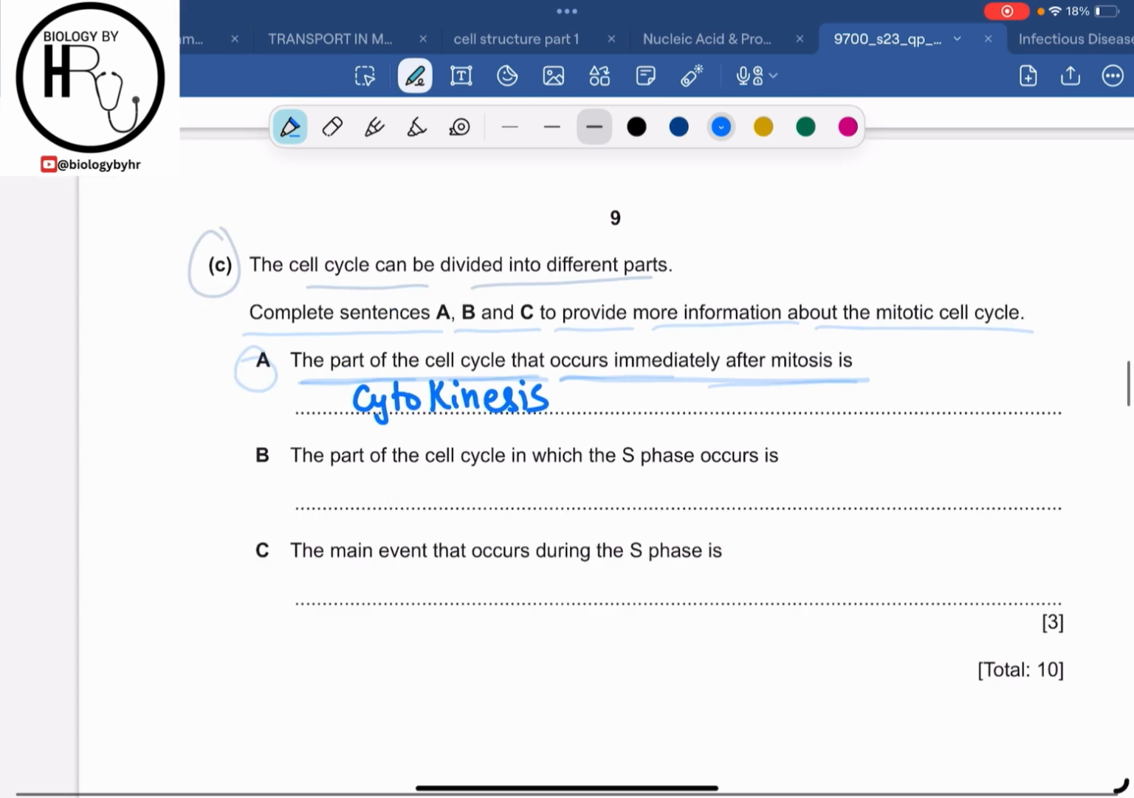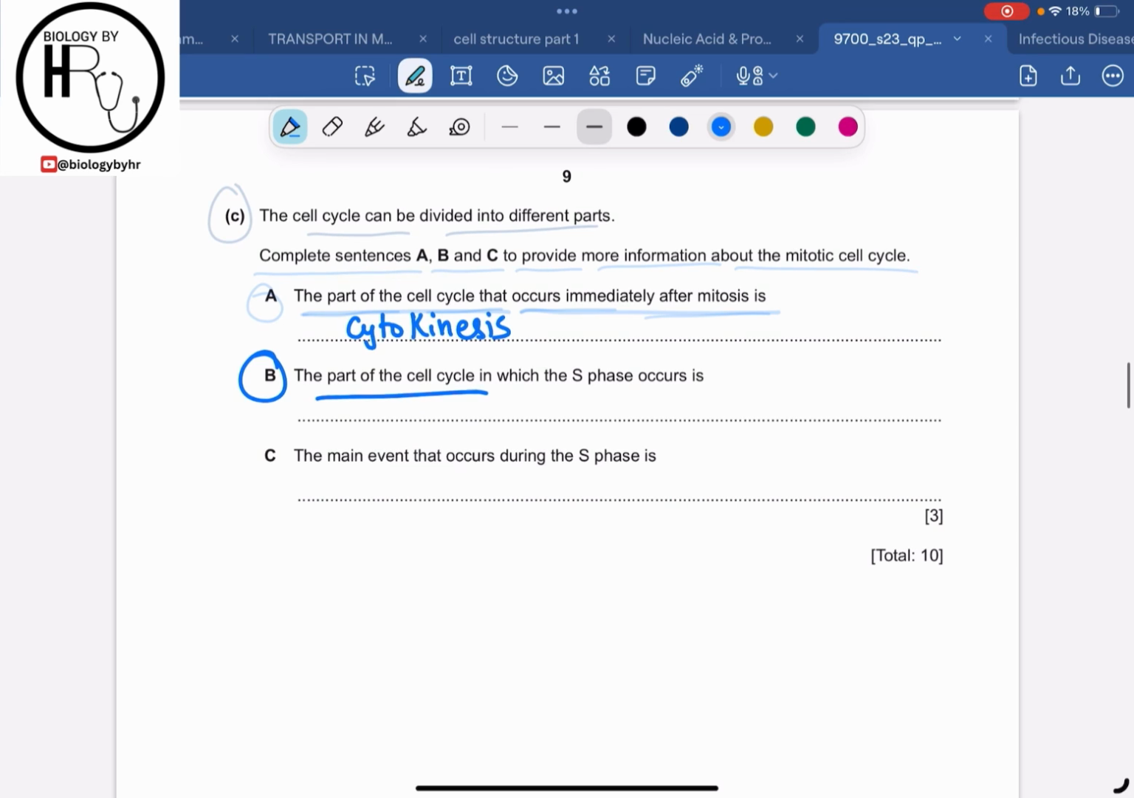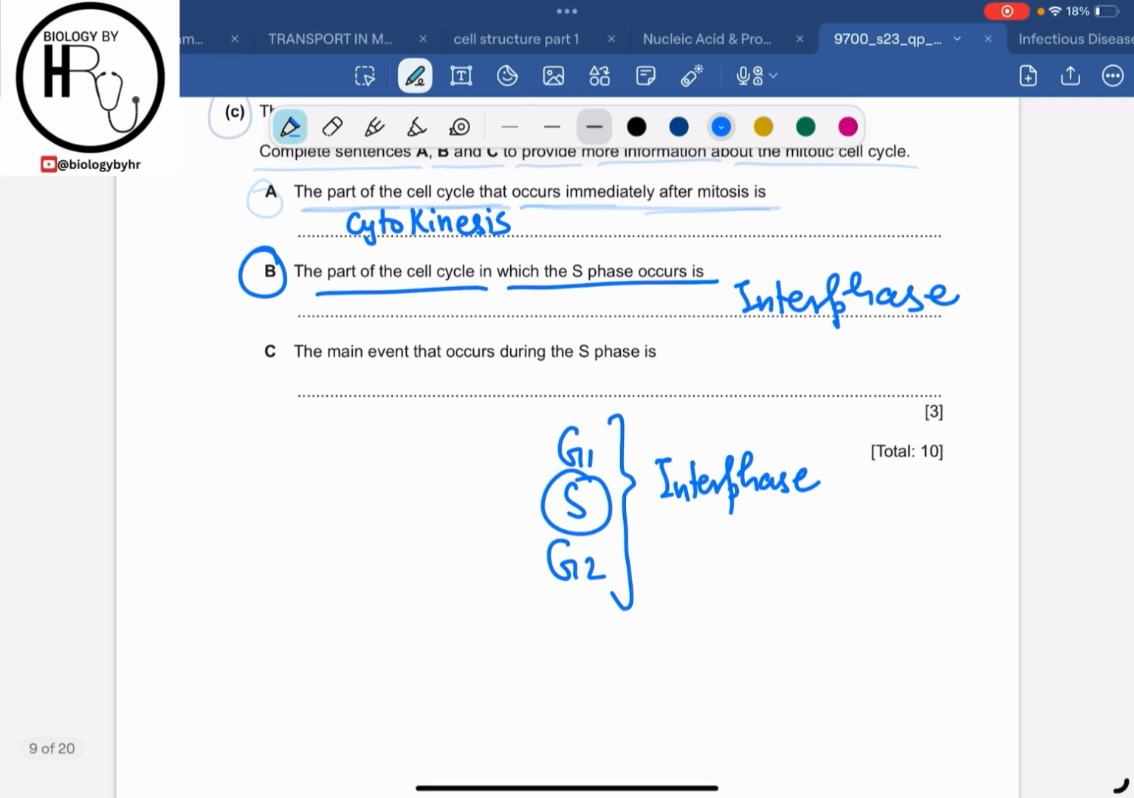cytokinesis. And then part B says that the part of the cell cycle in which S phase occurs. Alright, so I told you that there is a G1 phase, there is an S phase, and there is a G2 phase. These phases all together are known as the interphase. So the S phase basically occurs in the interphase. What do we have in interphase? Interphase is basically the period before the mitosis actually takes place, where the cell grows and prepares itself for the cell division.